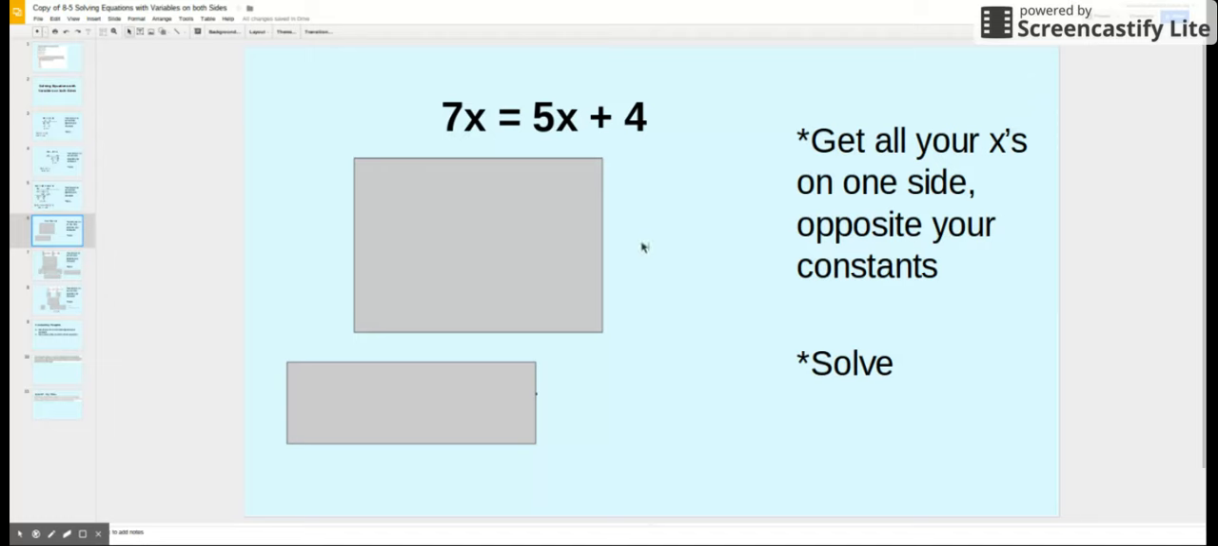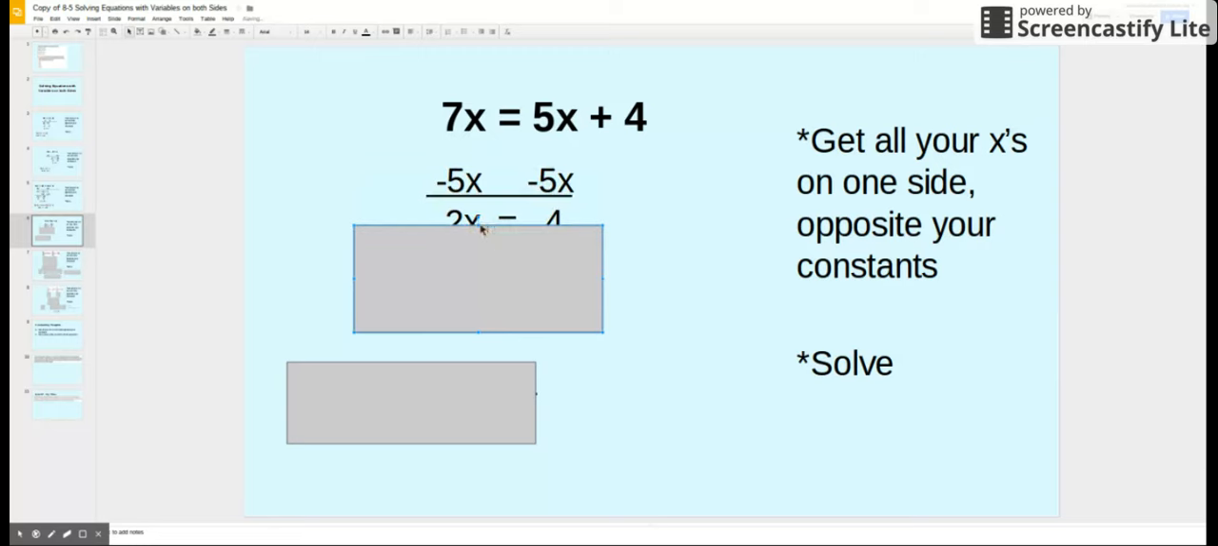Okay, by now you should already be done with solving this, so hopefully you got it correct. So the first thing that you should have done was gotten your x's on one side of the equal sign. So in this case, I'm going to move this 5x to the left. So I'm going to say 7x minus 5x gets me 2x. So I subtracted my 5x on both sides, and I got 2x is equal to 4.